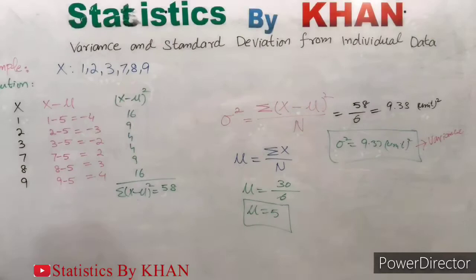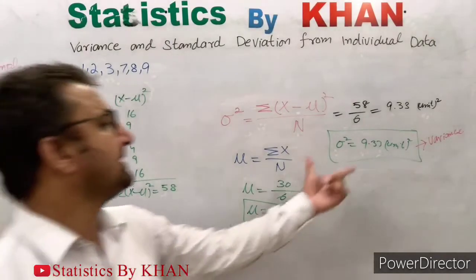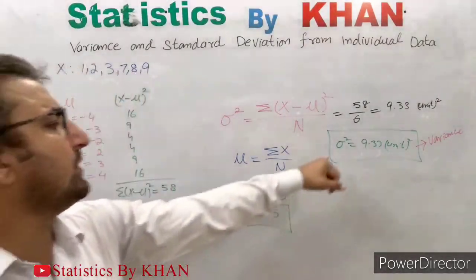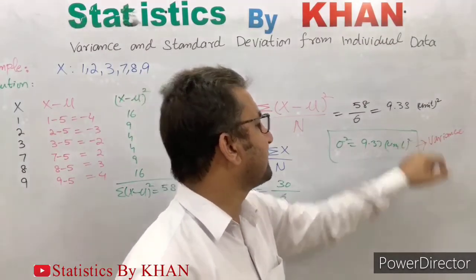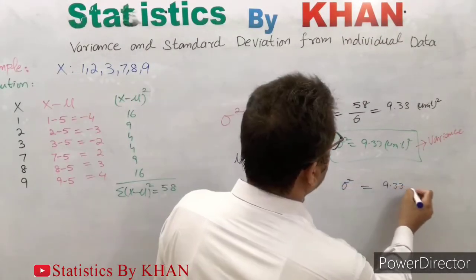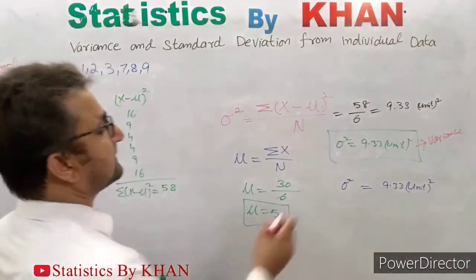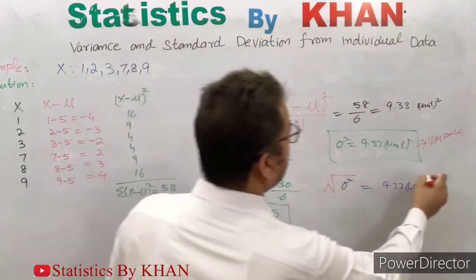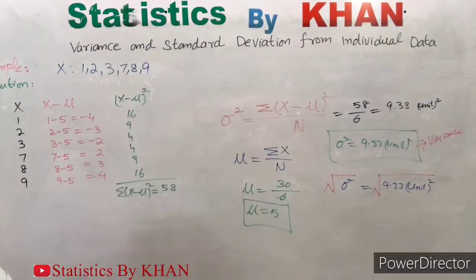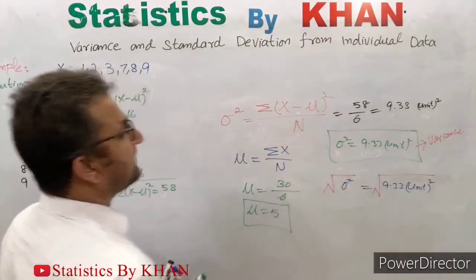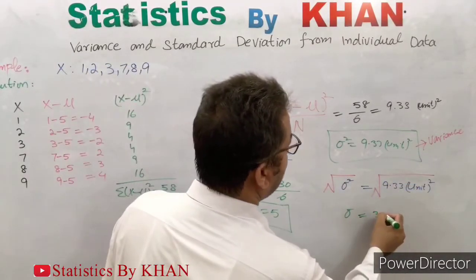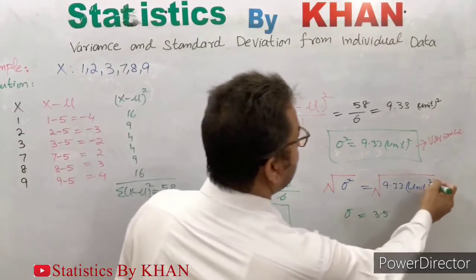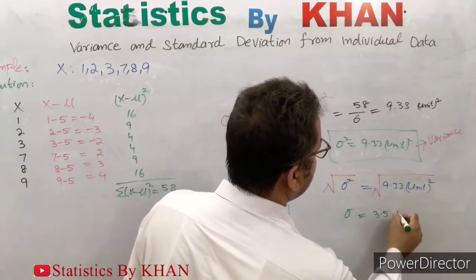Now to compute the standard deviation, we simply need to take the positive square root on both sides of this equation. That is, we will take the square root over sigma squared and the square root over 9.33 unit squared. So we will take the square root on both sides. In the next step, this square and this root will cancel out, so this will become sigma. If we simplify this, we will get 3.5 something. And the unit squared will cancel out with this root, so this will become simply unit.